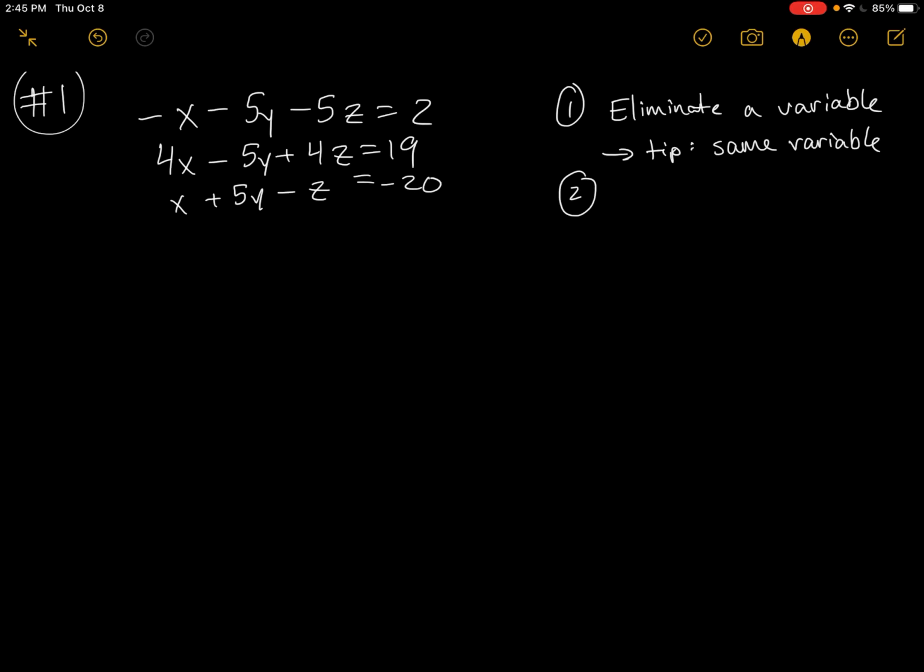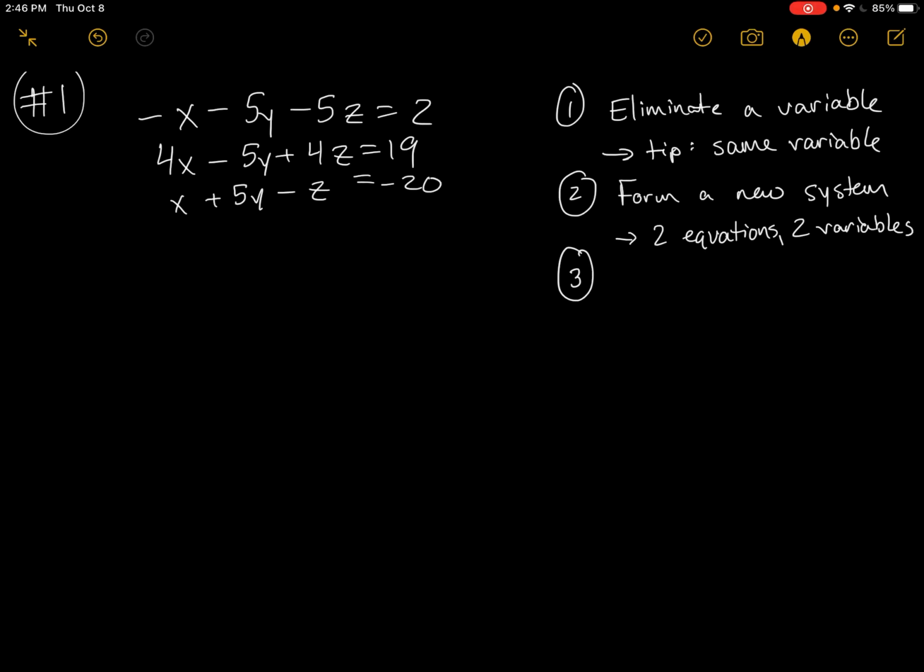The second goal that we have is to form a new system. By eliminating a variable, we are forming a new system that has two equations and two variables. So after we're finished, first we eliminate the same variable twice, and then second, we form a new system that has two equations with two variables. And I think that we are in good shape.